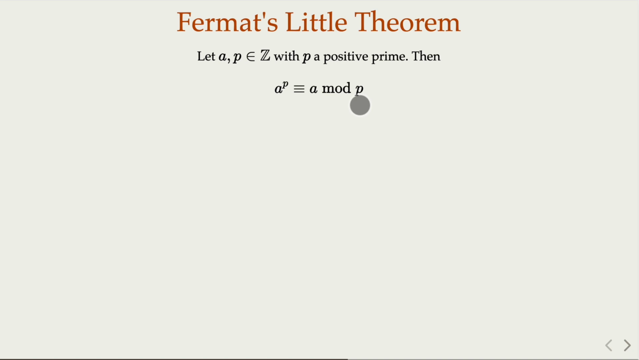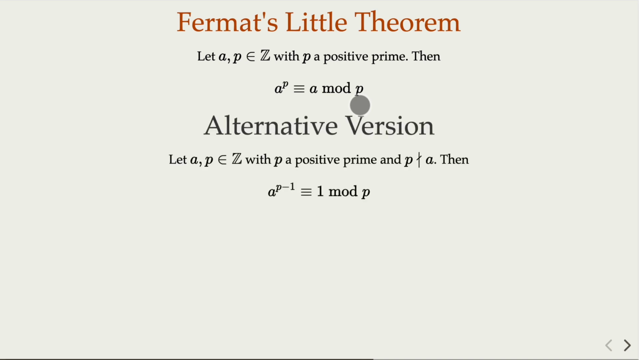Now earlier we mentioned there is an alternative version where a is more restrictive, saying that p does not divide the integer a, that is, a and p are co-prime. From the version we have just proven, you can use the fact that when they are co-prime, there is a multiplicative inverse of a. You multiply that on both sides, and you get this version. Okay, we can leave proving this version of the theorem as an exercise.